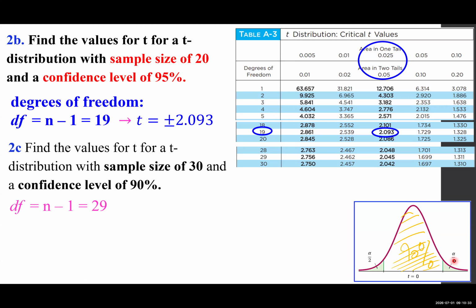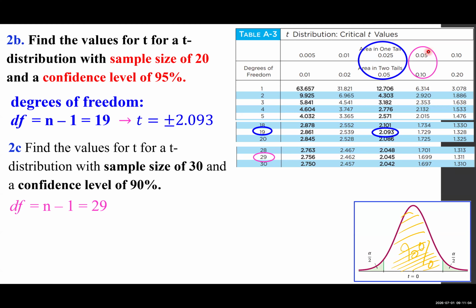Degrees of freedom, n minus 1, 30 minus 1 is 29. So in this column, we look for number 29. We locate that here. And then one of these numbers in front of it. Which one? Let's go back to this one. We said if this is 90%, the tails are 10%. So we look for 10% or 0.1 in two tails, or half of it in one tail.